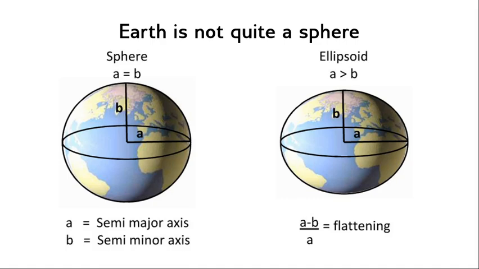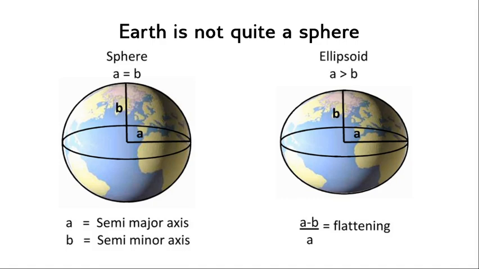And this is exactly what I'm talking about there. So on the left-hand side, you can see that there's a sphere, and we have this A and B, which are the two different axes along the sphere. And so in a sphere, A and B are equal. In an ellipsoid, which is what Earth is, B and A are not quite equal.